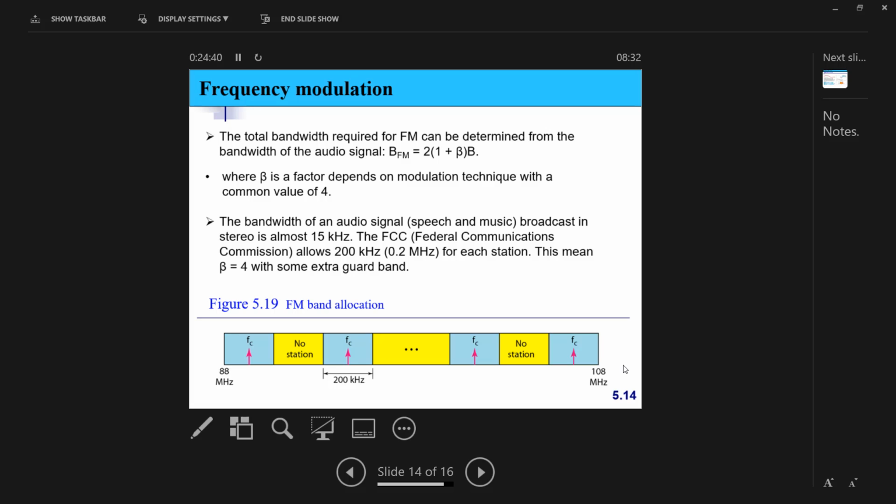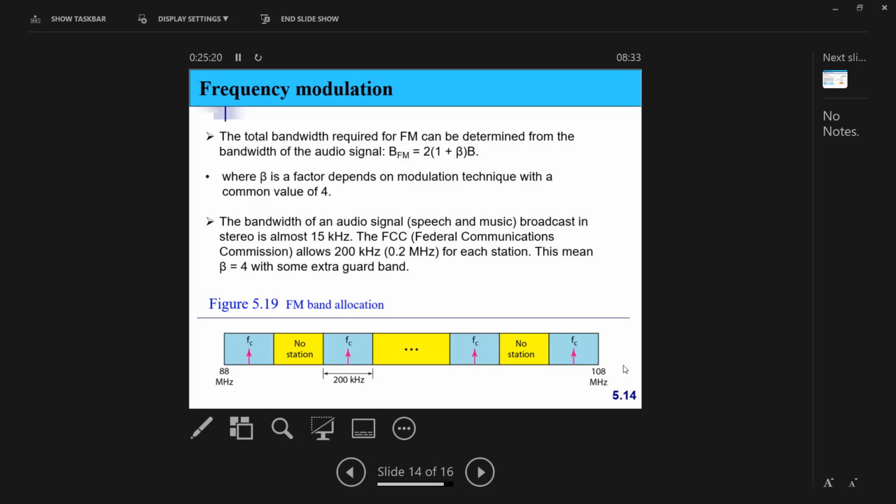So the original data will have 15 kilohertz bandwidth. And if I consider β equal to 4, in this case, I will represent each channel by 200 kilohertz. The band goes from 88 megahertz to 108 megahertz. But now I need more bandwidth to represent the data. Okay?